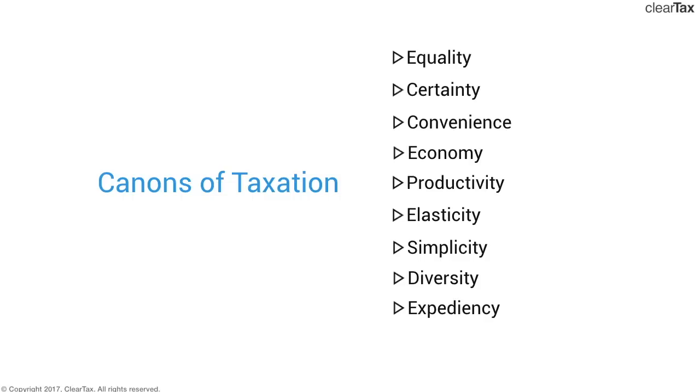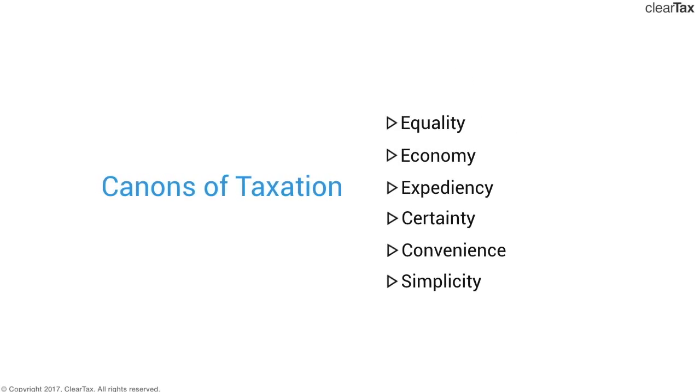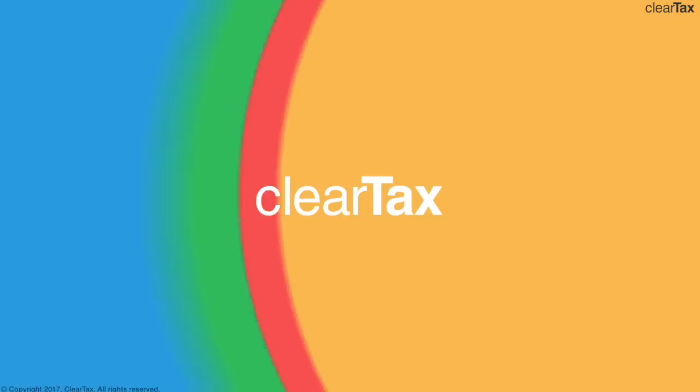So, going forward, we'll see that comparison, and as we've discussed, 3 of the canons, productivity, elasticity, and diversity, are of no relevance to the taxpayer. We'll not be dealing with them anymore. We'll only check the first 6: equality, economy, expedience, certainty, convenience, and simplicity.